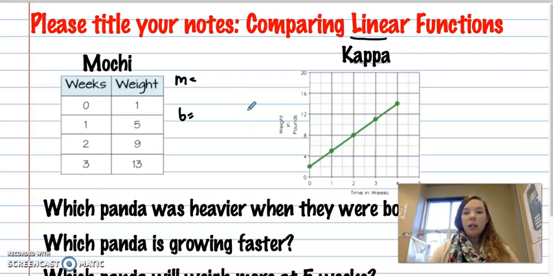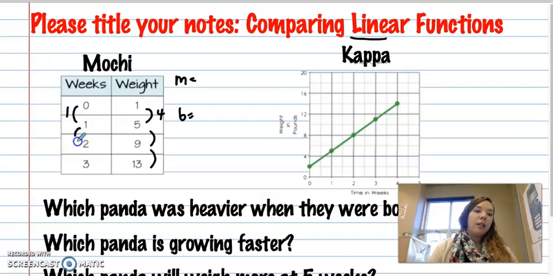So these are two pandas in a zoo, one named Mochi and one named Kappa. And again, pause as you need. I know that you need to glue these in. But we're going to try to find its slope first, which is going to be our rate of change. So here the pattern looks like it is +4 each time. For our x's, our weeks, it looks like it's +1 each time. So our slope is 4 pounds, and I'm using a cursive L so it doesn't look like a 1. 4 pounds per every 1 week.